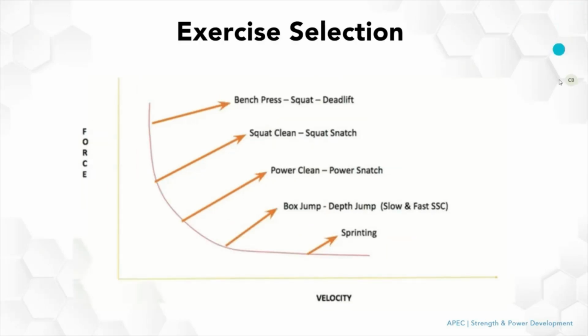Here we have some exercises across the curve. So at the start in our max strength, we have our bench press, squat, deadlift. Then we have our squat clean and our snatch. As we move further down, they're getting faster movements. So we've got our power clean and our power snatch. Then we've got our jumping exercises. And finally, we've got sprinting at the bottom.